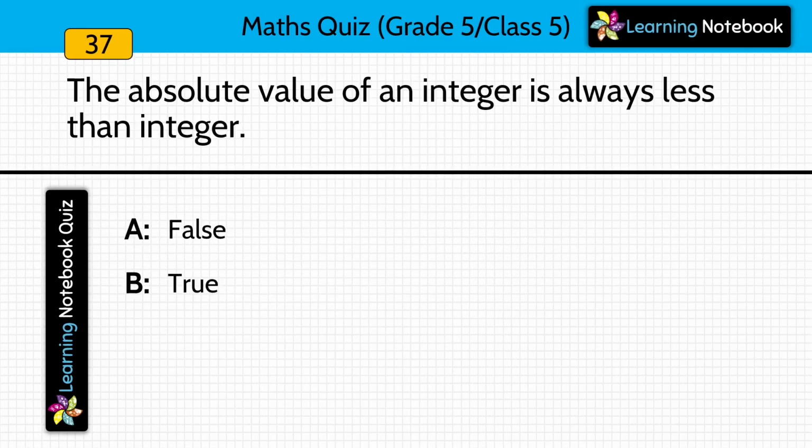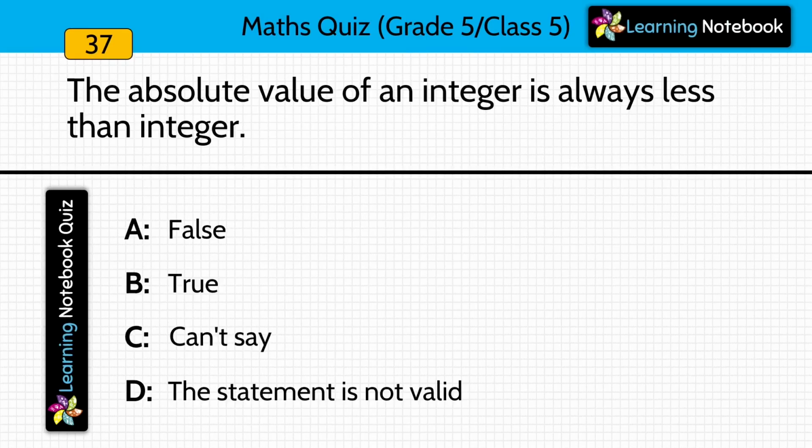The absolute value of an integer is always less than the integer. Is this statement false, true, can't say or this statement is not valid? Answer is false, because the absolute value of an integer is always greater than that integer.